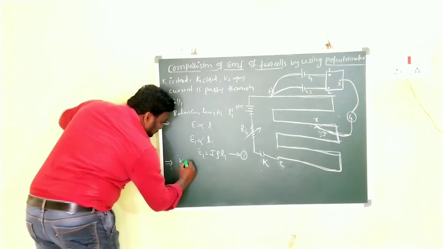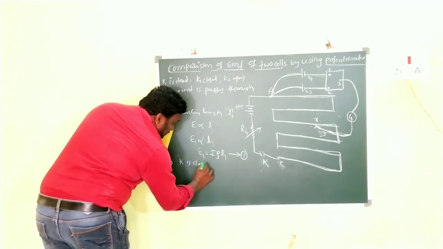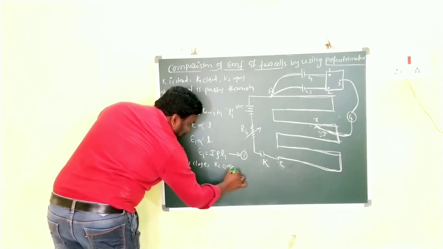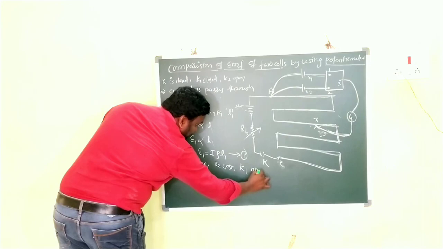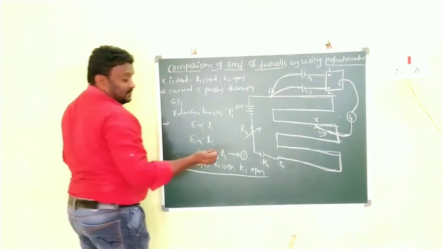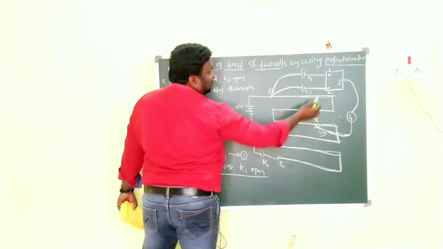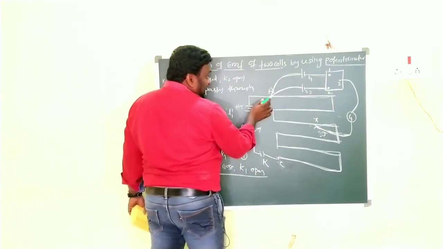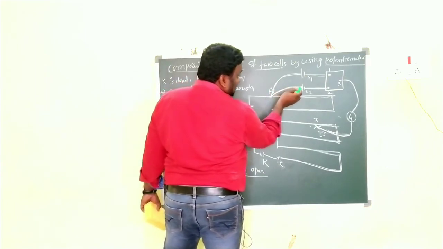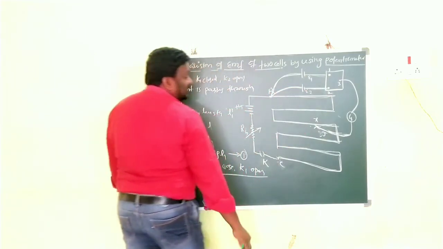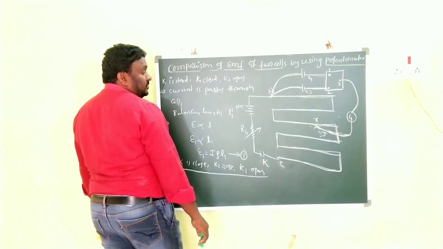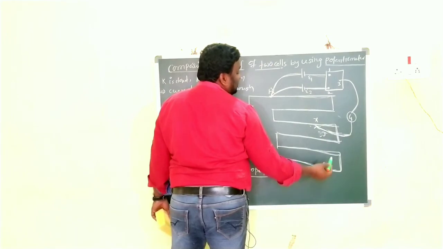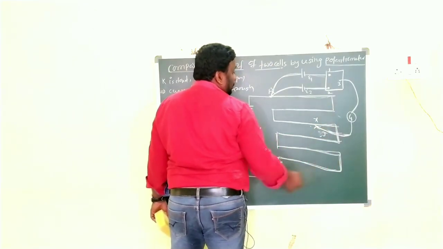Now K is closed and K2 is closed, and K1 is open. Children, K is closed, K1 is open and K2 is closed. Now the current will move to the second cell. Clear? And after that again, children, we have to find the balancing point as I told you before.